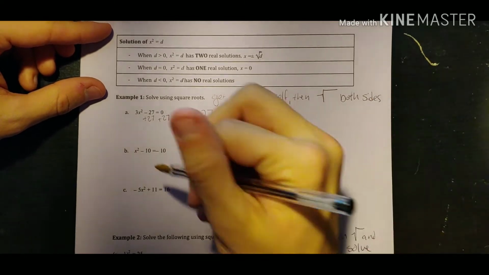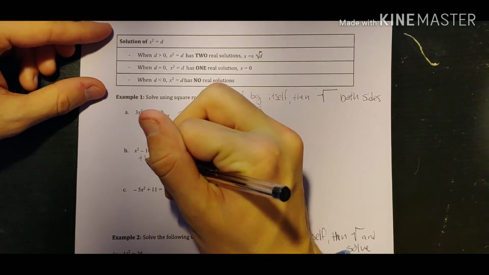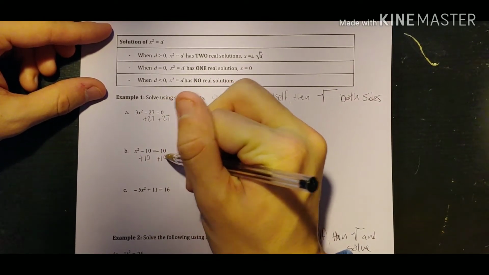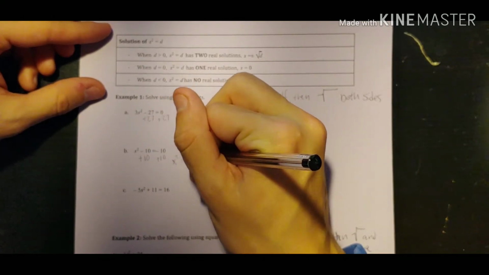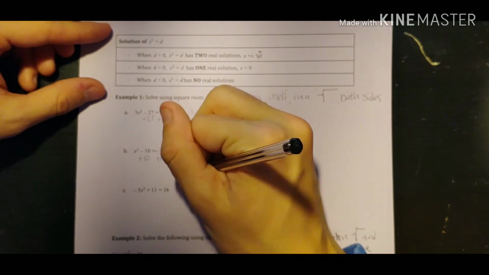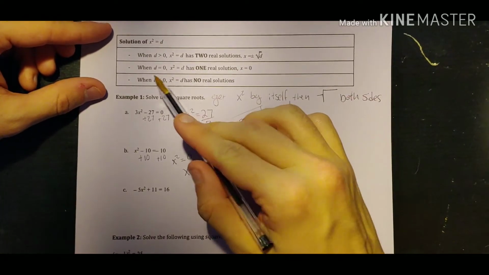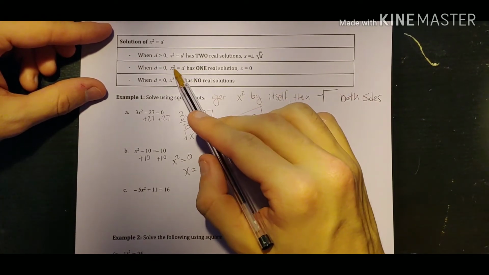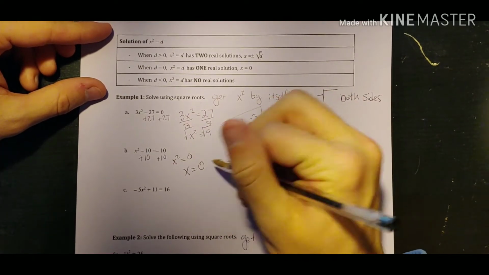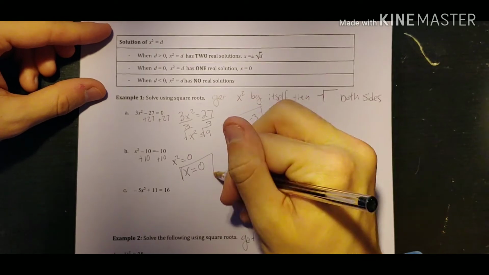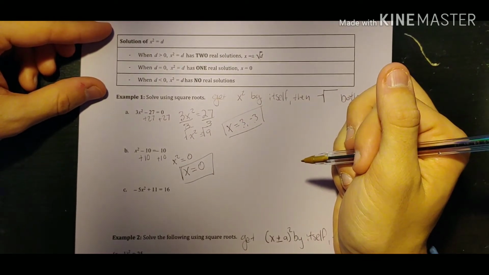All right, the second one, all I need to do is add 10 to both sides, and then I get x squared equals 0. And this was our second rule. When x squared equals 0, then x has to equal 0. And that's it. That's all we need to do.